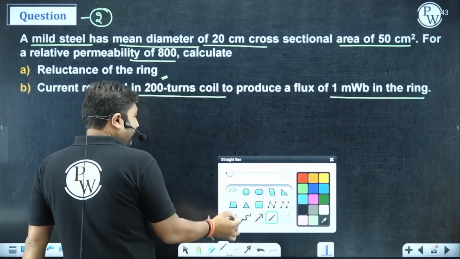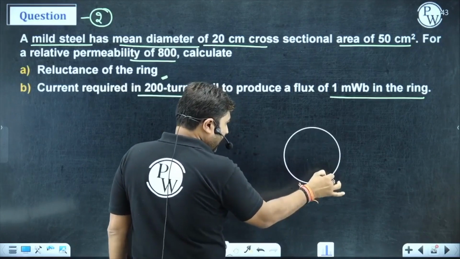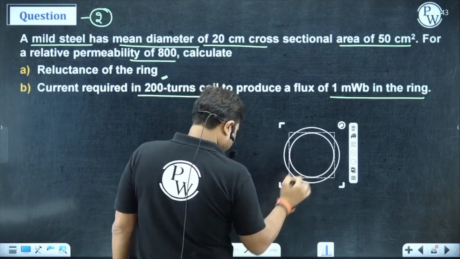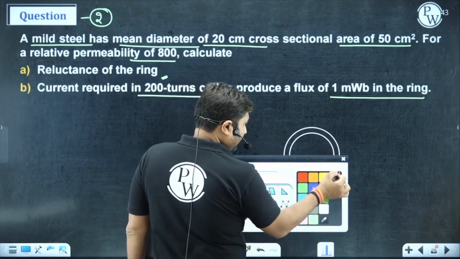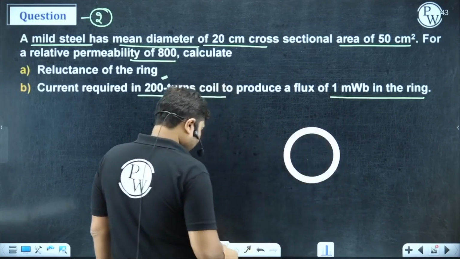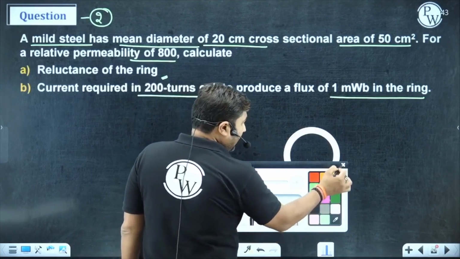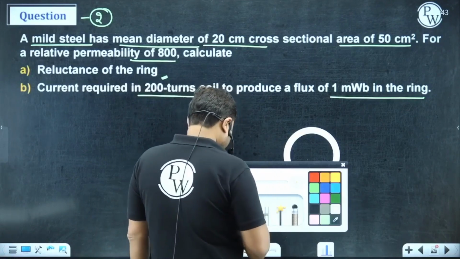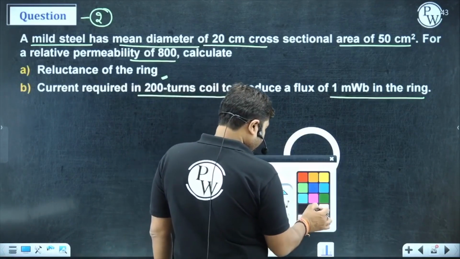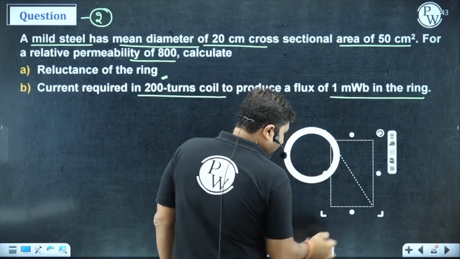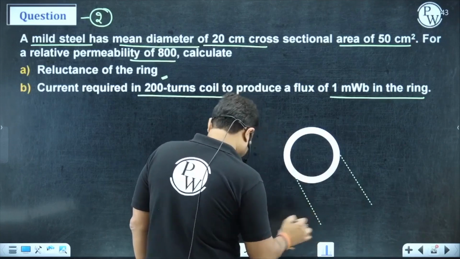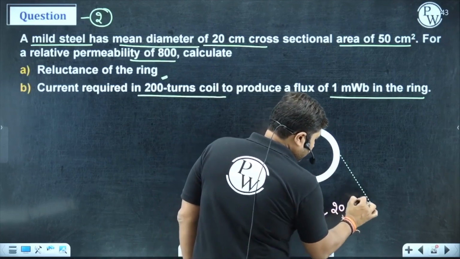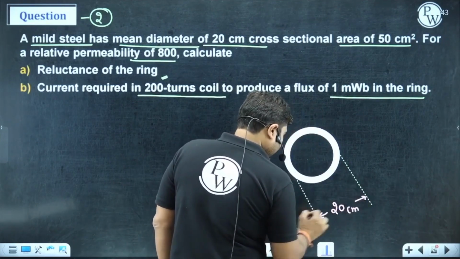We have an iron ring here. And the mean diameter of this ring is 20 centimeter. Yes, sir. This is your diameter. Diameter of the ring is 20 centimeter.